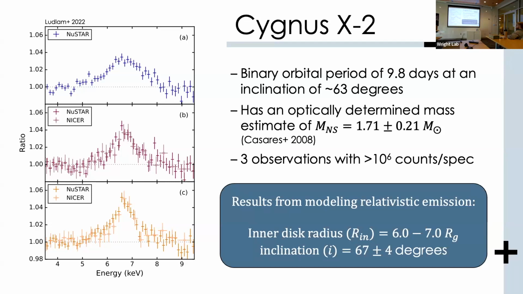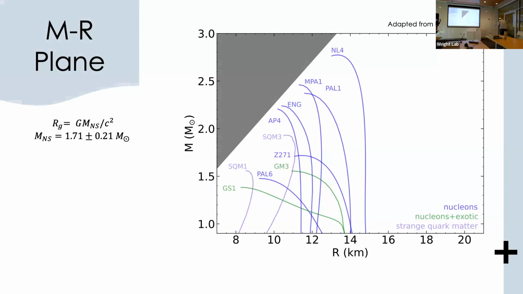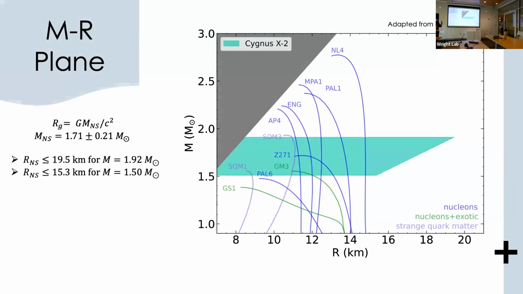So that's at least a consistent answer with what you got through optical estimates. So it's kind of an independent check to make sure that we're getting the correct solution. So what does this mean? If we return to the mass radius plane that I showed before, we can convert that gravitational radius into a physical unit, given that this system already has a known neutron star mass.